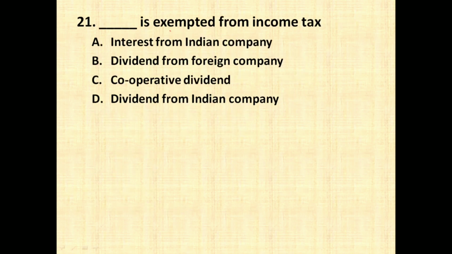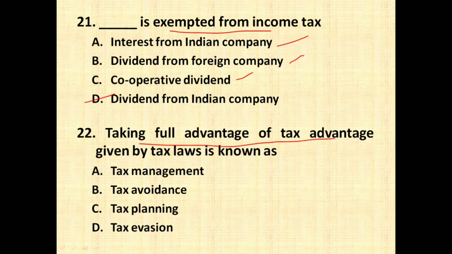Dash is exempted from income tax. Interest from Indian company, no, this is taxable. Dividend from foreign company, taxable. Cooperative dividend, taxable, but dividend from Indian company is exempted from tax under section 10 subsection 35. Apart from this, whatever contribution you made to RPF, SPF, PPF also will be deducted under exemption. Agriculture income will be exempted from tax. If you are investing in mutual funds specified by the income tax, then also you are going to be exempted from tax. There are so many exemptions in your Income Tax Act.